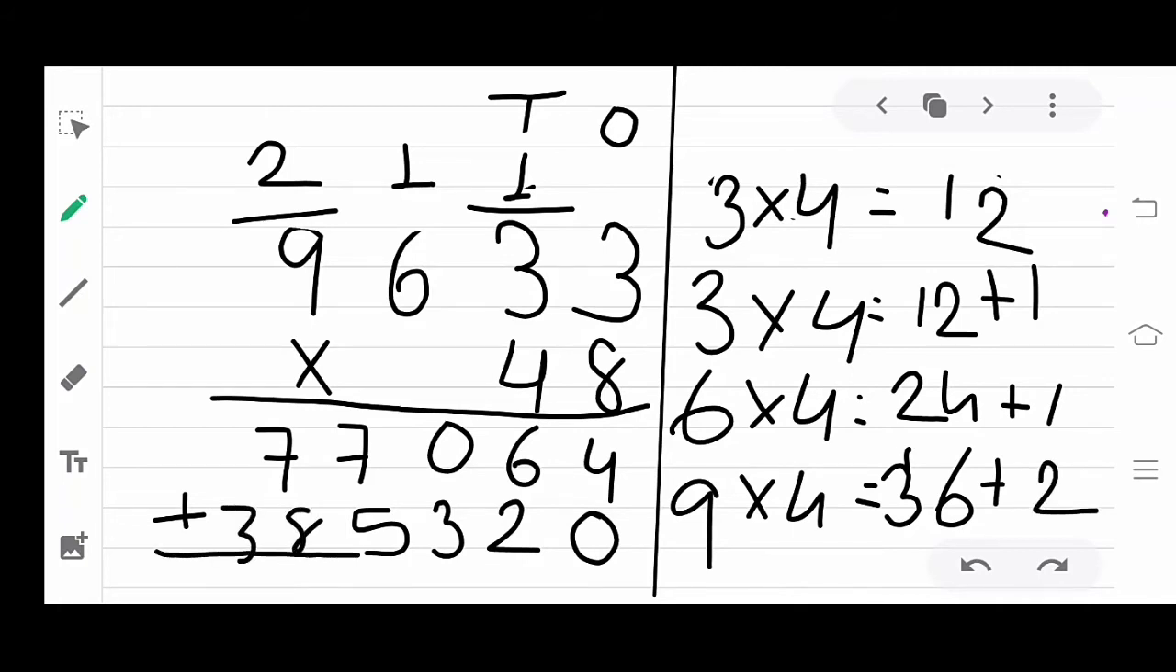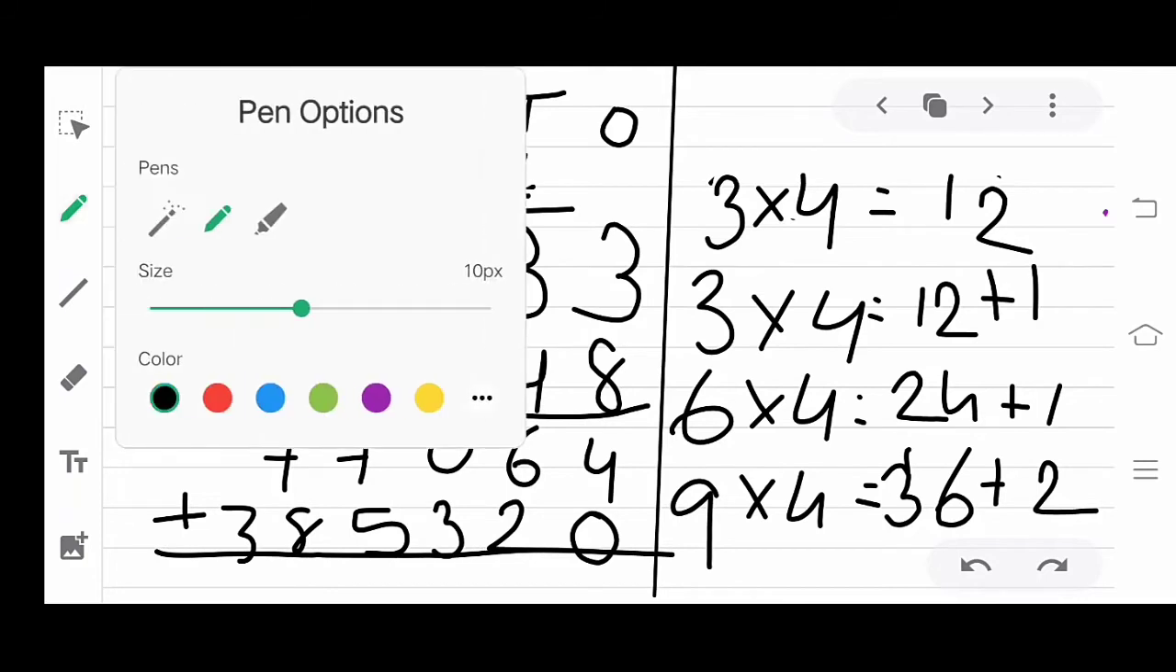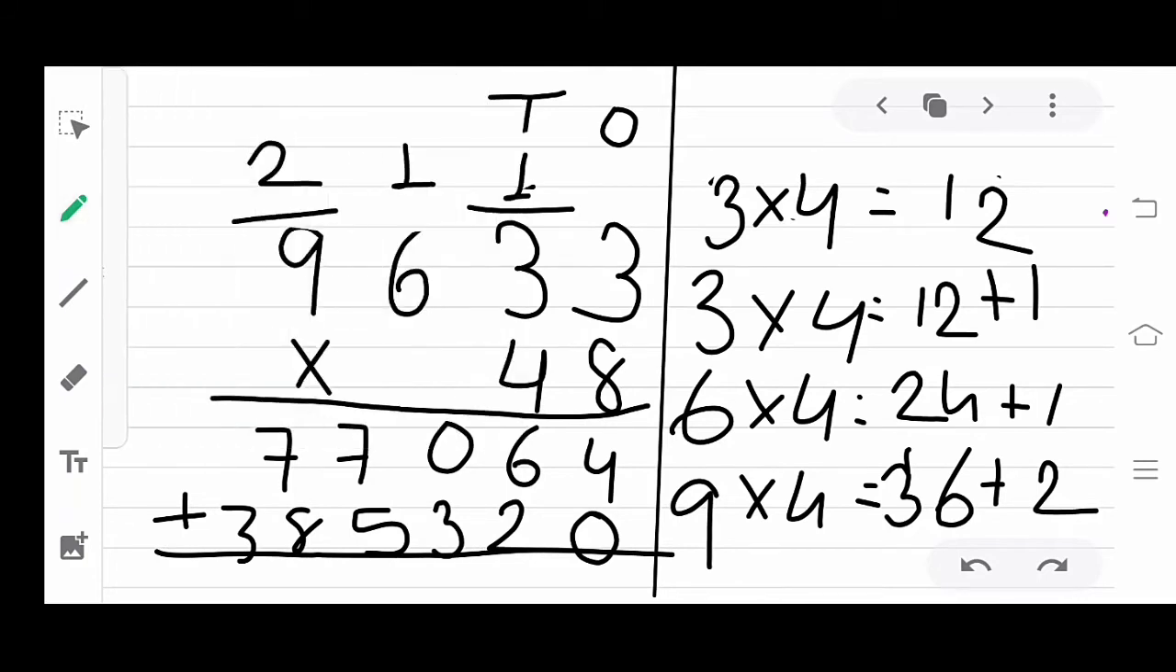And here what do you do? Yes, you have to add these numbers. So 4 plus 0, 4, 6 plus 2, 8, 0 plus 3, 3, 7 plus 5, 12.